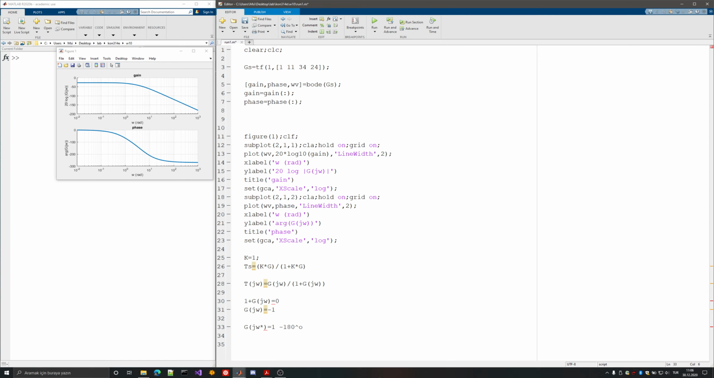So let's introduce k back. We will have something like this. But the fact is that we are looking for the denominator, and that should be equal to 0 for instability, or that at the point of instability, it remains unchanged. So I can plug in everything here, and I should look for k times g(j omega) equals 1 and minus 180 degrees.